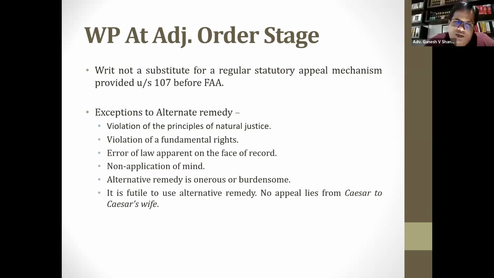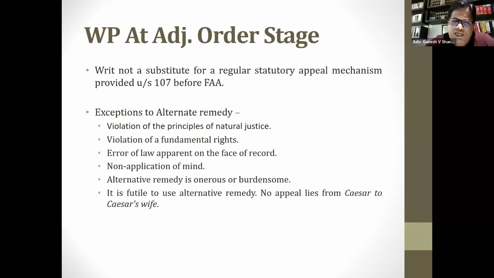If I have to say the alternate remedy is onerous or burdensome, paying a pre-deposit of 10% or 20%, as the case may be, is itself huge because of the huge demand. Infosys got a 32,000 crore demand, for example, in an SCN. It may be difficult for them to pay 10%. In that case also you can approach. There are cases in the past, including from the Supreme Court itself, which held that if it is too burdensome or onerous, then you can approach the High Court and seek relief by way of a stay on the demand proceedings.